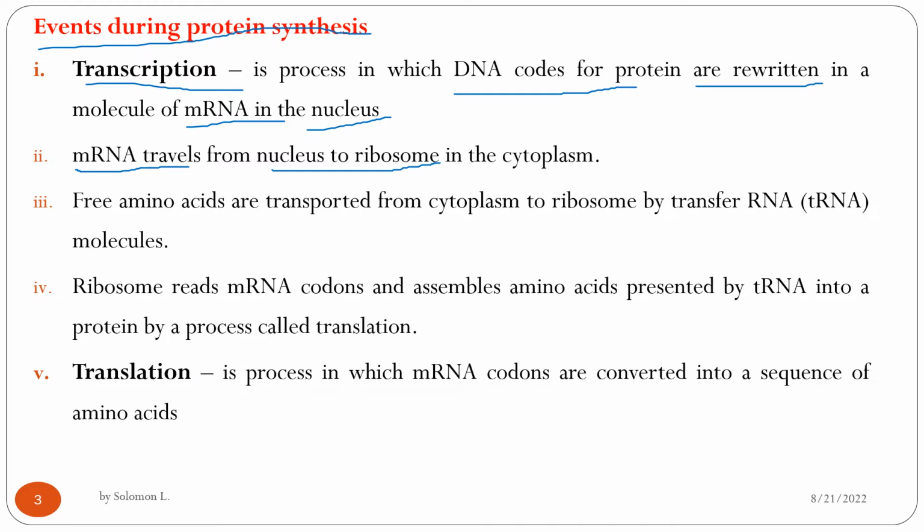Third, freely suspended amino acids in the cytoplasm are transported to the ribosome by transfer RNA. Now, the ribosome, which is the site where protein is synthesized, reads the messenger RNA codons and assembles the amino acids presented by transfer RNA into a protein by a process known as translation. So translation is a process in which messenger RNA codons are converted into amino acid sequences to make protein.